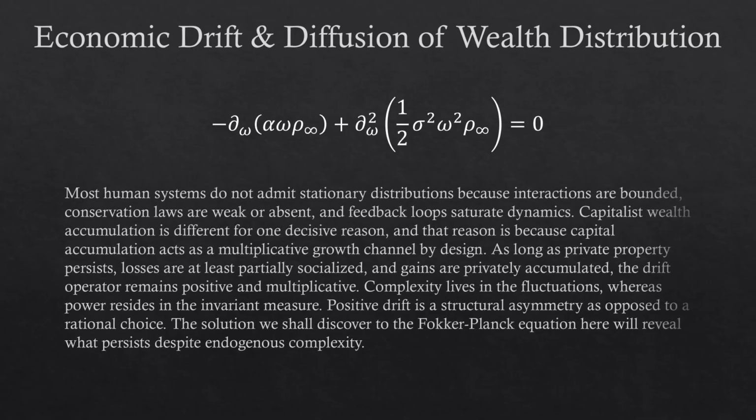Most human systems do not admit stationary distributions because interactions are bounded, conservation laws are weak or absent, and feedback loops saturate the dynamics. Capitalist wealth accumulation is different for one decisive reason, and that reason is because capital accumulation acts as a multiplicative growth channel by design. As long as private property persists, losses are at least partially socialized, and gains are privately accumulated, the drift operator remains positive and multiplicative. Complexity lives in the fluctuations, whereas power resides in the invariant measure itself. Positive drift is a structural asymmetry as opposed to a rational choice. The solution we shall discover to the Fokker-Planck equation here will reveal what persists despite endogenous complexity.